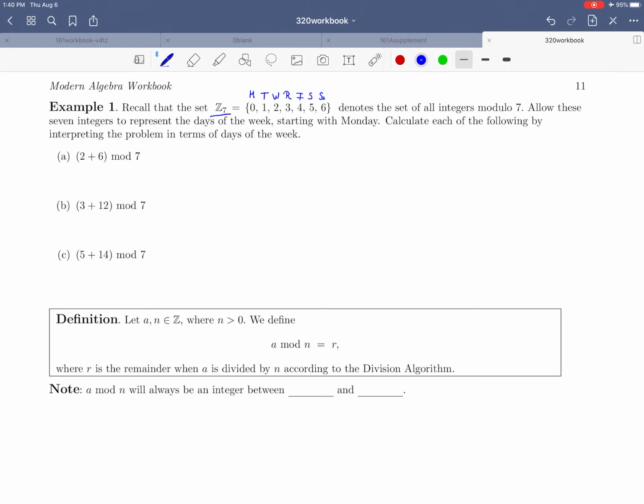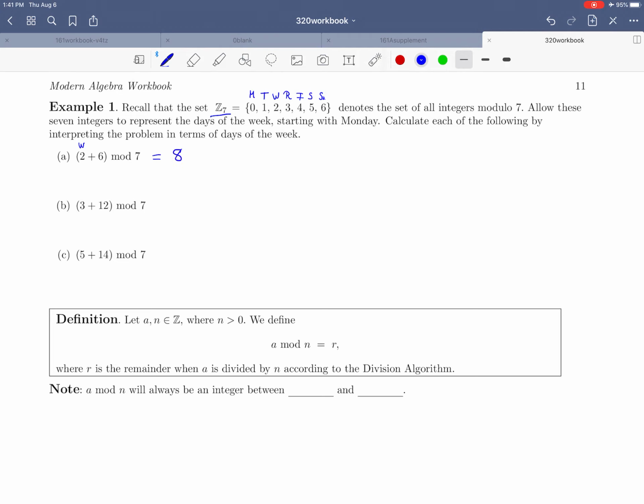Now let's look at the 3 computations in parts A, B, and C, and let's compute them and interpret them in terms of the days of the week. So what is 2 plus 6 mod 7? Imagine we are starting on Wednesday because that is 2, and we are adding 6 days to it. Where are we? Wednesday, Thursday, Friday, Saturday, Sunday, Monday, Tuesday. We should be getting Tuesday when we are doing this, and in fact we will.